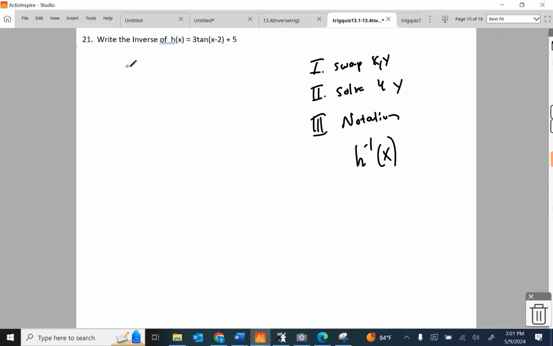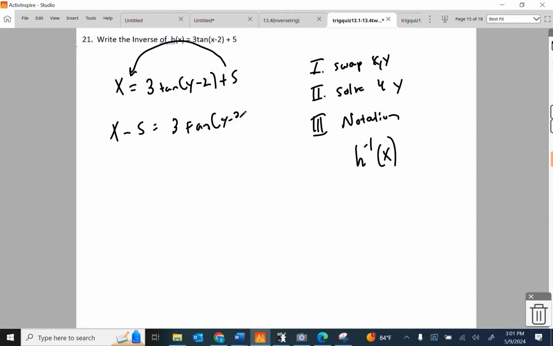All right. So we literally get the h out. x is 3 tangent of (y minus 2) plus 5. And we're going to do 2 easy baby steps. We're going to move that 5 over. It's easy to counteract addition. So 3 tangent of (y minus 2). Then we're going to divide out that 3 because the opposite of multiplication is division. (x minus 5) over 3 is the tangent of (y minus 2).